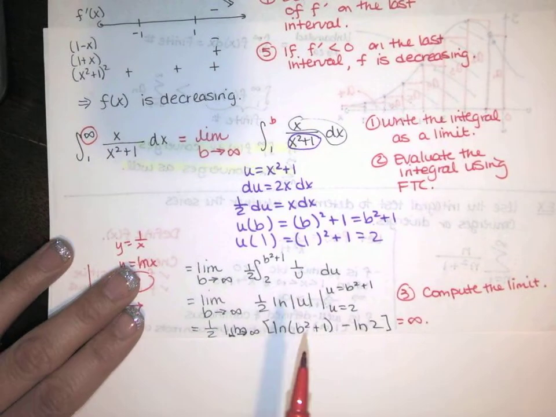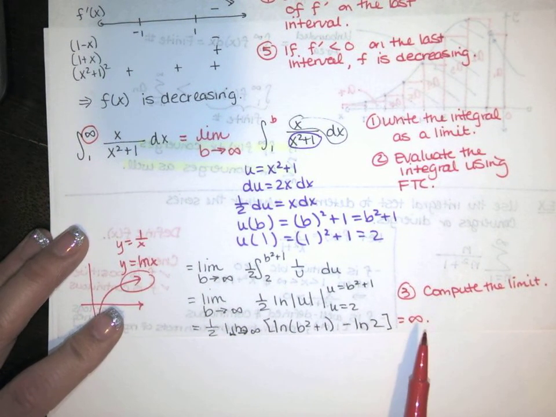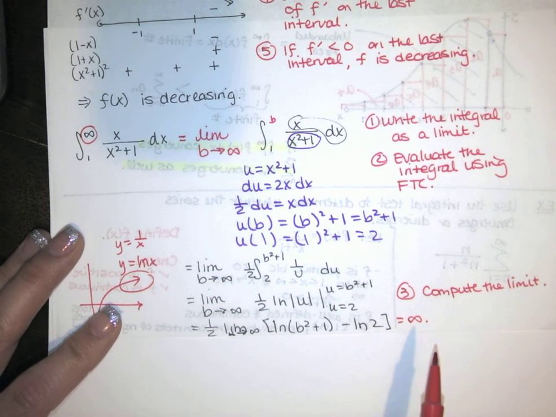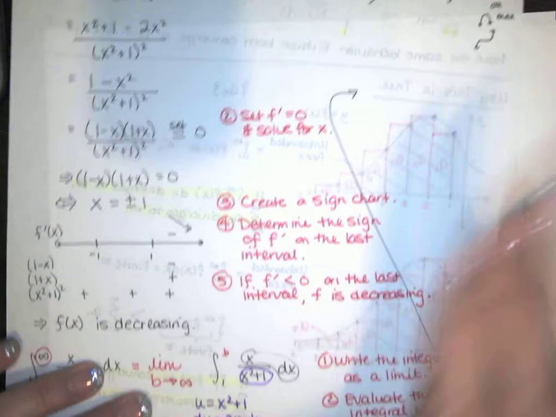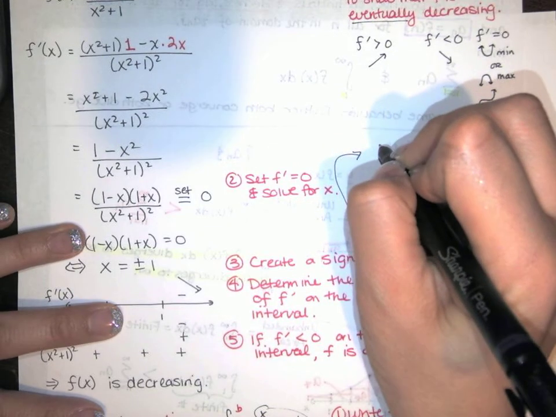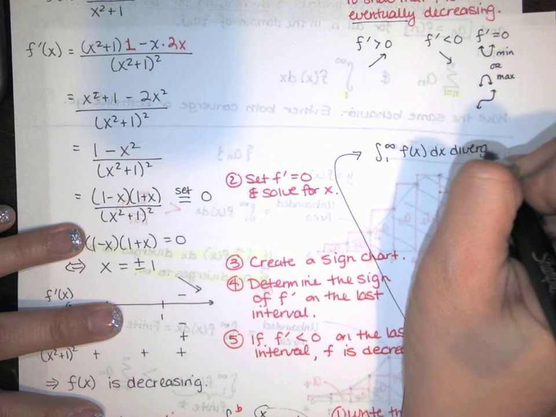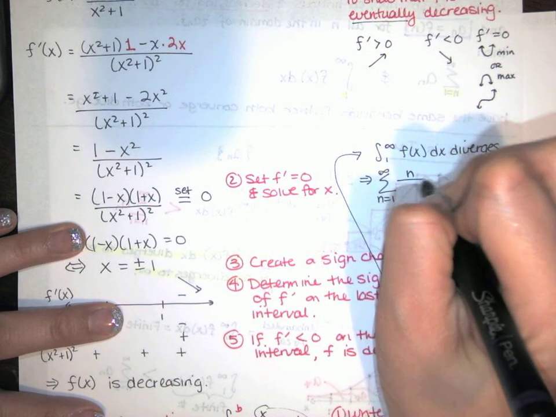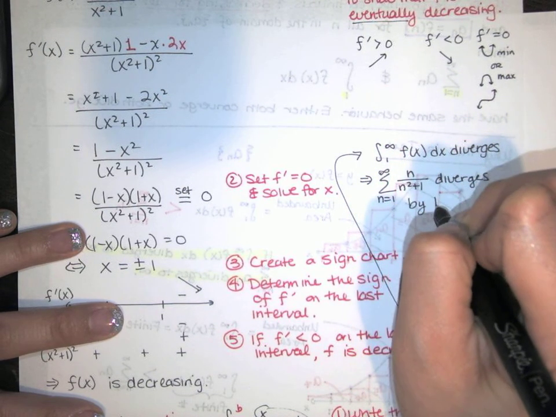So we just determined that the area under the curve for the integral from 1 to infinity of this function, it has infinite area. That means the integral diverges. Since the integral diverges, I'm going to state my conclusion over here rather than use another sheet of paper. Since the integral diverges, the corresponding series diverges by the integral test.